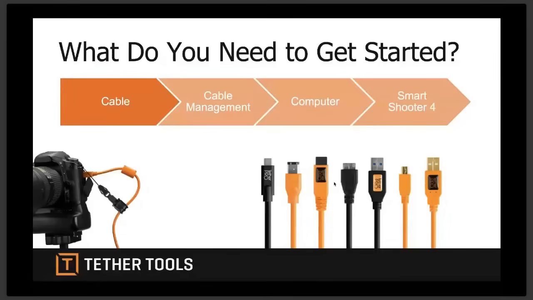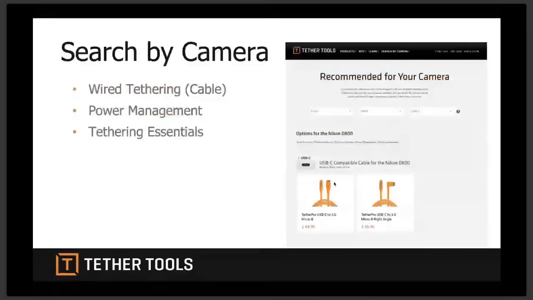If you're not sure which cable you need, because there are quite a few different cables out there, we have a search by camera feature at the top of our website. You put in your camera make and model, whether you need USB or USB-C, and it will tell you exactly which cable. Not all cables work with all cameras, so you need to make sure you get the right cable for your camera. While you're there, this page also contains different items on power management, some essentials for tethering, so just look through that and make sure you've got everything you need.